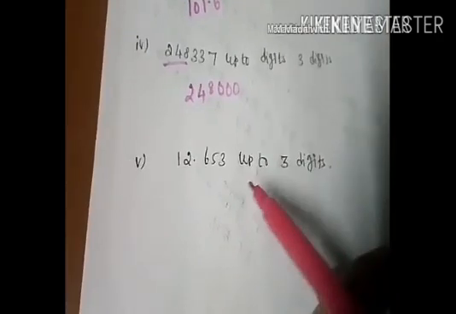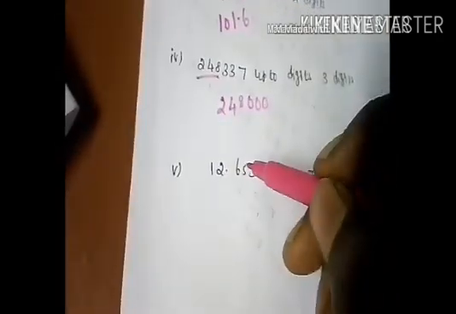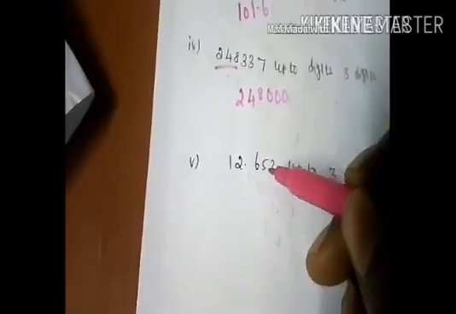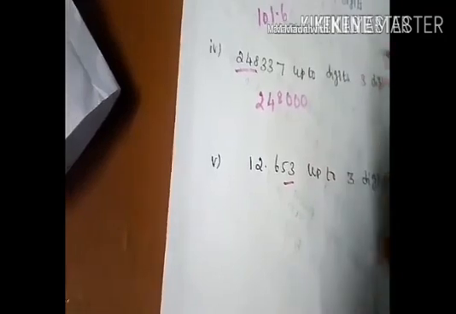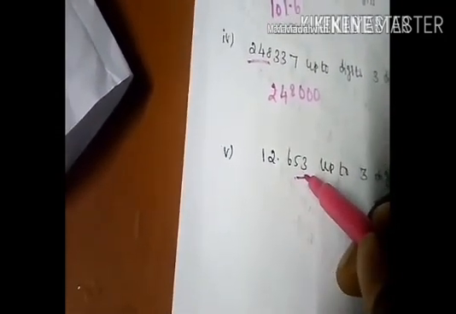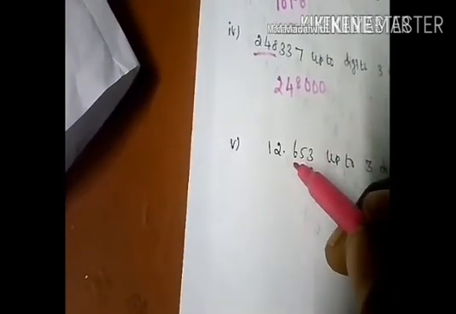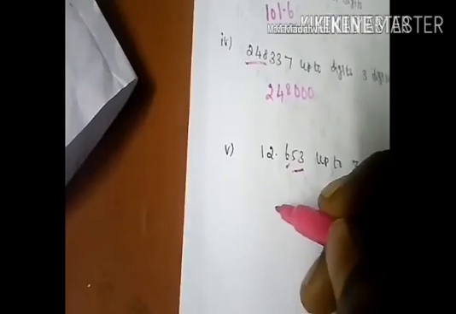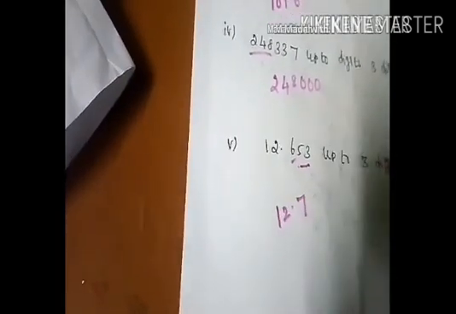Here you have to use the rule: if the digit dropped is 5 followed by digits other than 0. Here 5 is followed by 3, which is other than 0, so the preceding digit is raised by 1. So we can write 12.7. That's all.